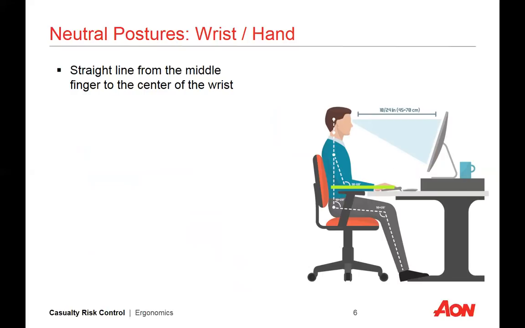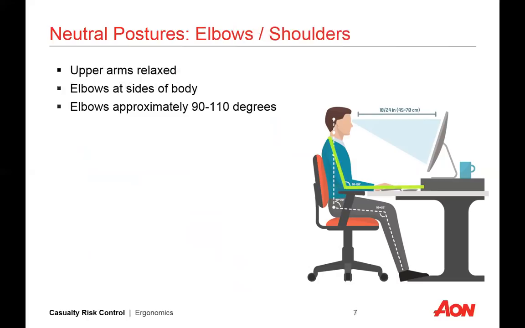Neutral position for a wrist is a straight wrist. In order to achieve that position, the wrist should be in a straight line from the middle finger to its center. Neutral posture for shoulders is achieved when upper arms are relaxed and resting at the side of the body with elbows at the sides of the body as well. Neutral posture for elbows can be achieved when the elbow joint is bent approximately 90 to 110 degrees.